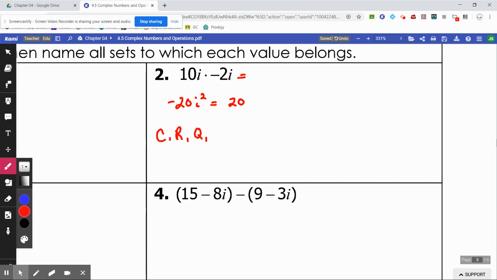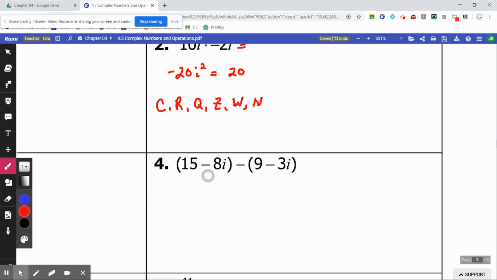If it is rational, which by the way, Q stands for quotient, it could be an integer, and in this case it is. If it's an integer, it could be a whole number, which is 0 through wherever, all your positive whole numbers and 0, and it is also a natural number because those are your counting numbers. So this is pretty much everything.